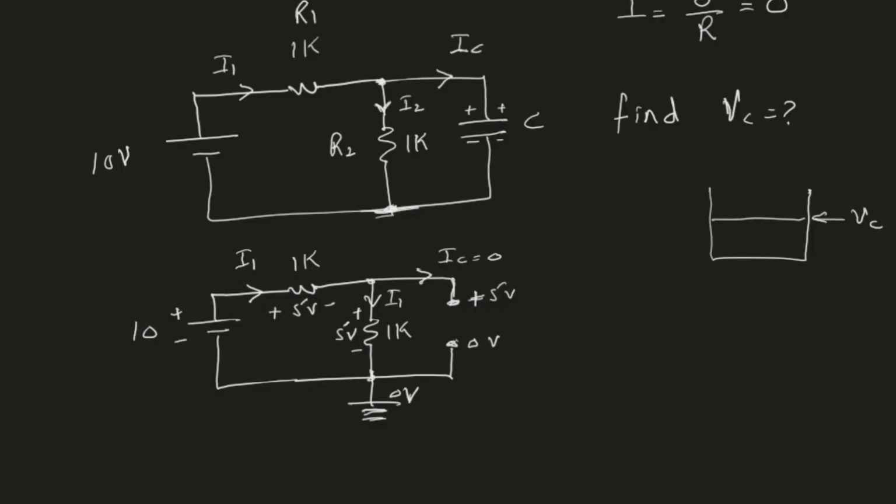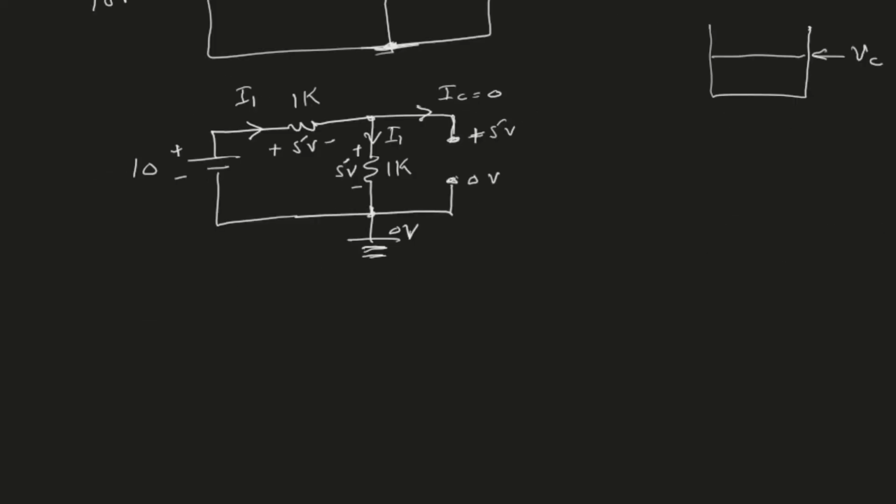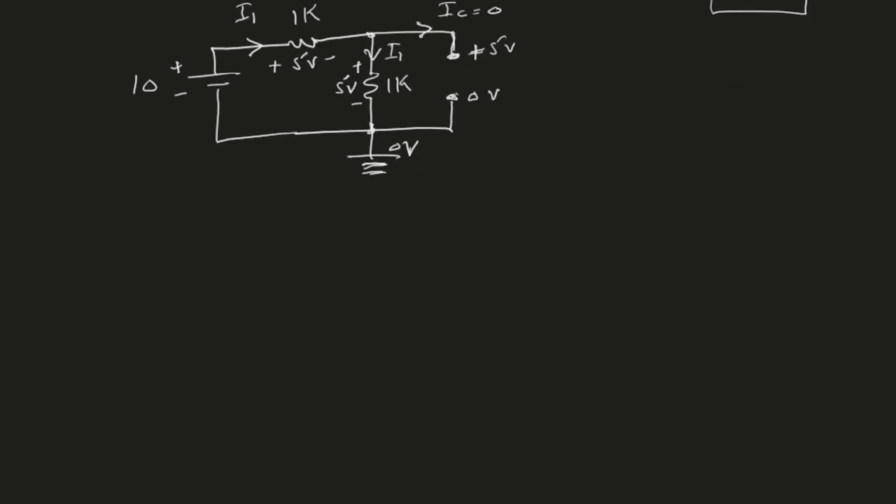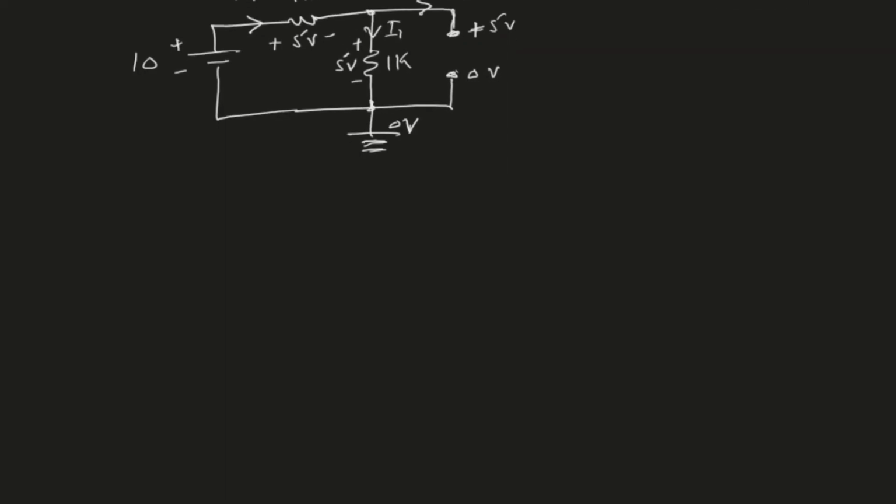It cannot be more than 5 volt. And that's the voltage which will be in parallel with capacitor C. So therefore the capacitor will be charged to 5 volts. Now let's say I have this capacitor which is charged to 5 volts. And now I take it out of this circuit.